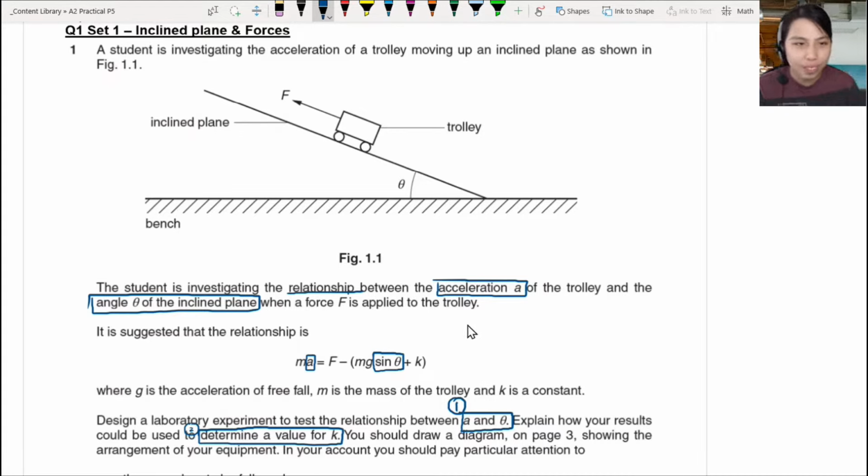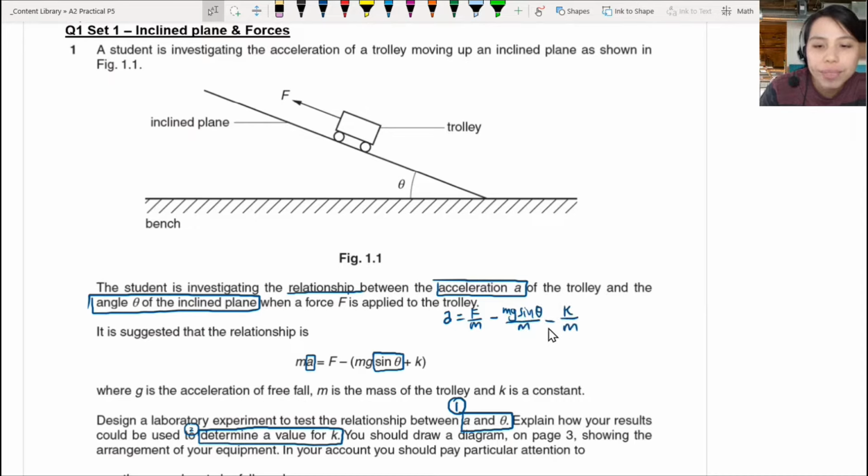So I'm going to help you out since it's the first time. What shall we put on our axis? I think we can do something like divide everything by m. So this will be A equals F over m minus mg sine theta over m minus k over m. Okay, very good. I have A here already.